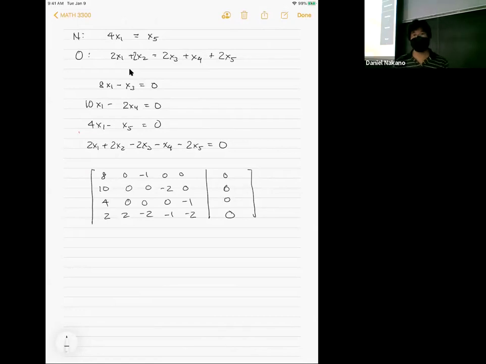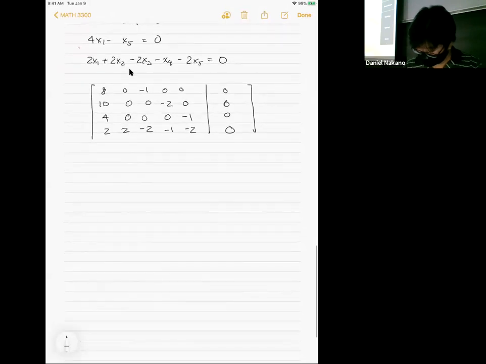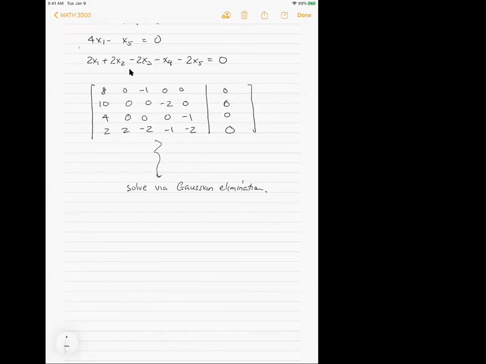So we're left with a homogeneous system, and you can go home and solve this. This is how you set everything up. We solve it by Gaussian elimination. So you should be able to balance chemical equations using linear algebra. Any questions on this?